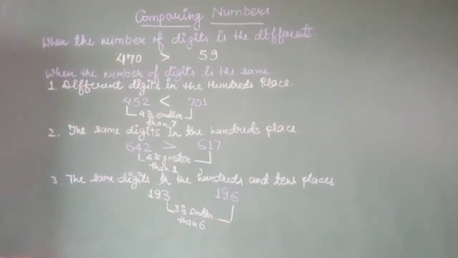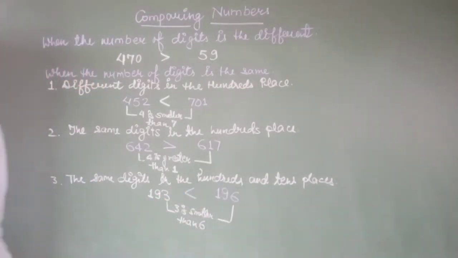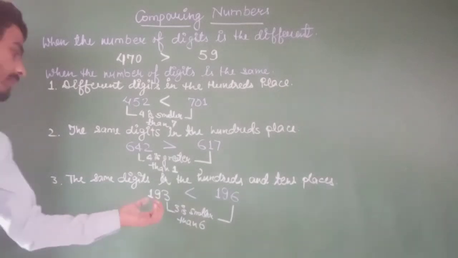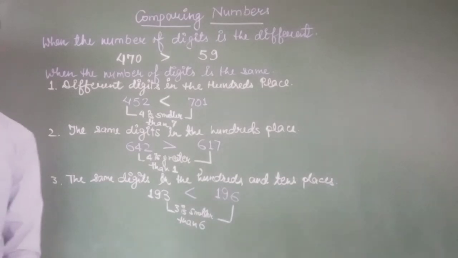So we can say that 196 is greater than 193. So 193 is smaller than 196. So Mukesh sells more flowers than John.